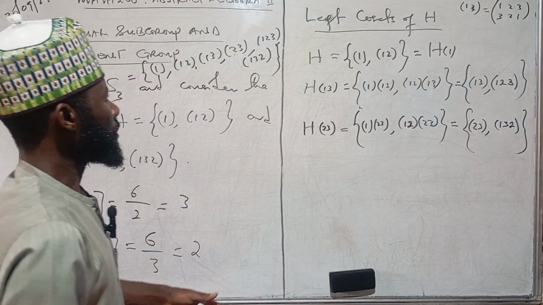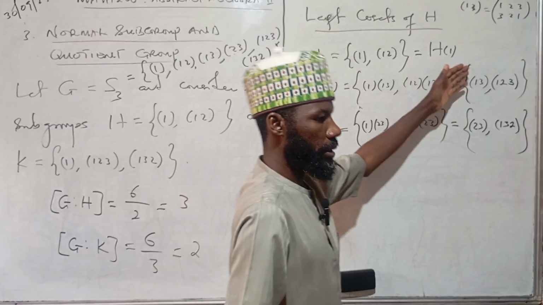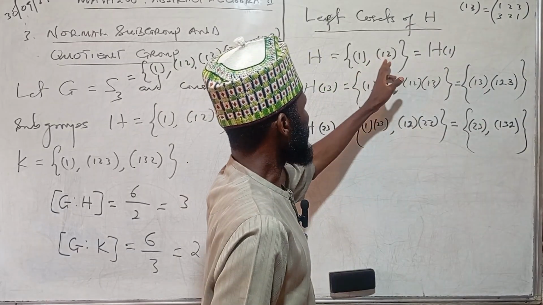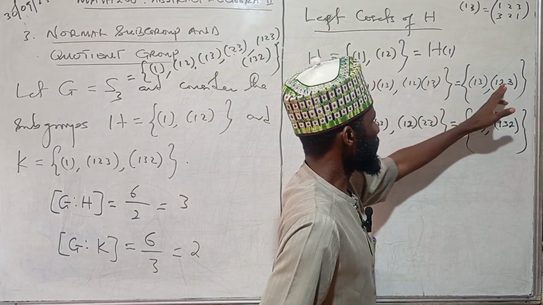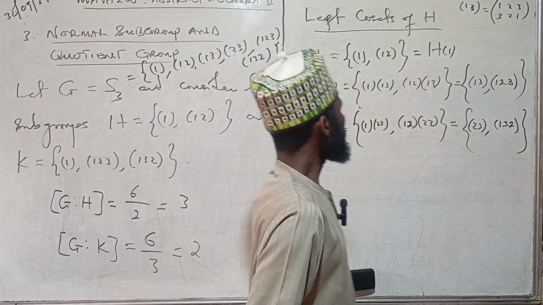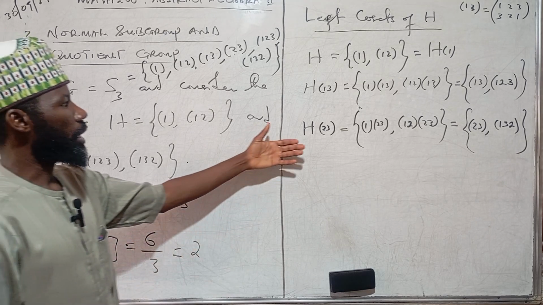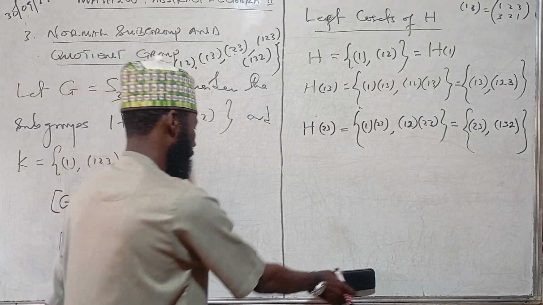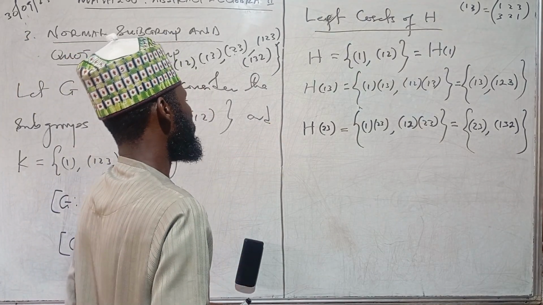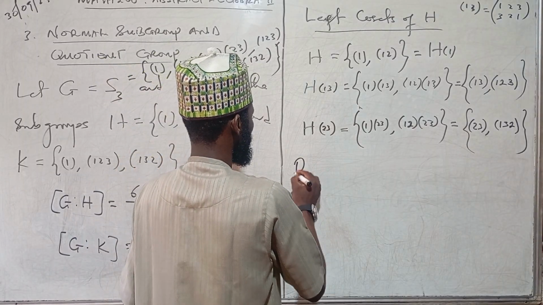If you now observe, you see that all elements have appeared: the identity, (1 2), (1 3), (1 3 2), (1 2 3), (2 3), and (1 3 2). So all the elements of S3 have appeared. These are all the left cosets. You can do the same for the right cosets, the right cosets of H.